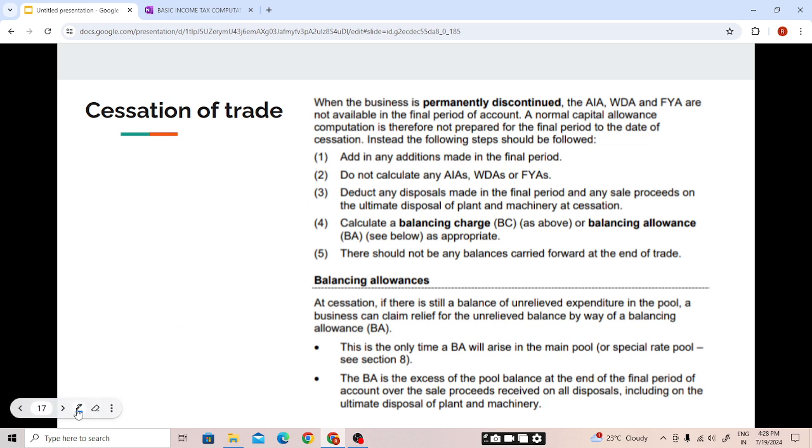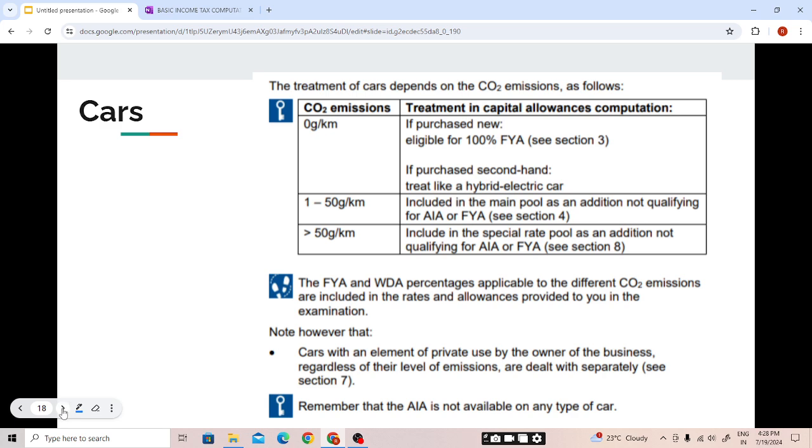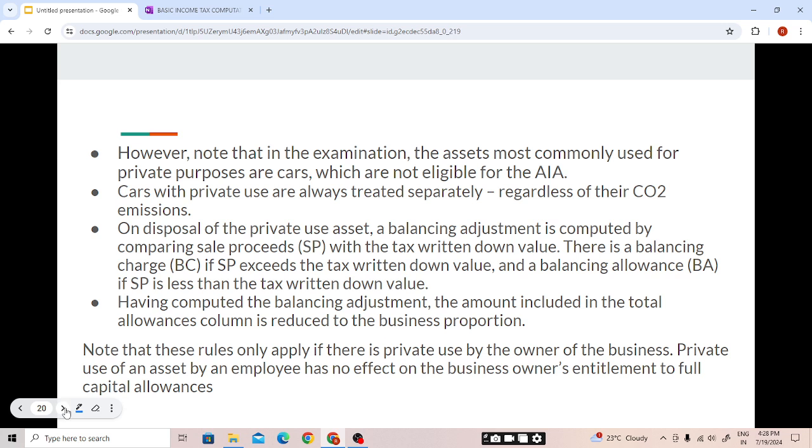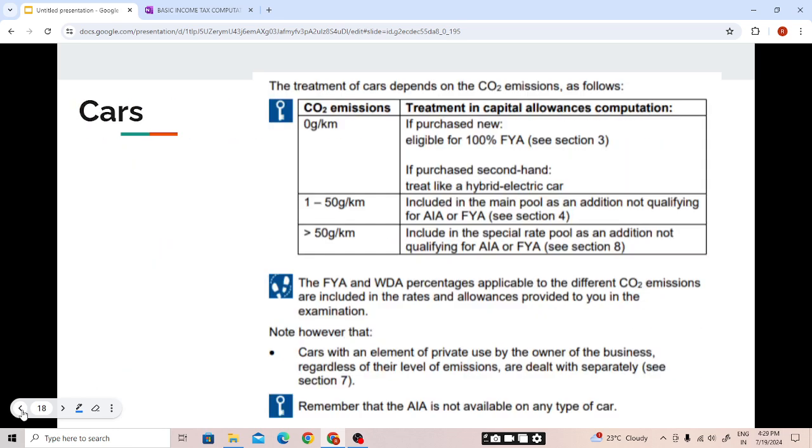Now, students, we have a few further topics to cover: the asset with private use, such as a car of the business, then the private use pool, special rate pool, short life asset pool, and structures and buildings allowance, which we will cover in our next class. Today's last topic will be cars. We have already covered this topic, but we are taking a brief summary.